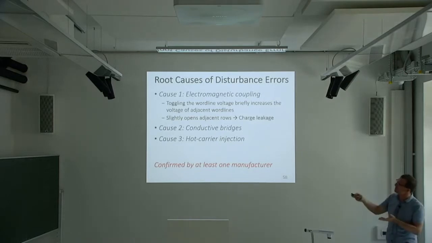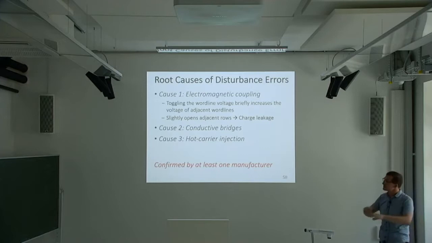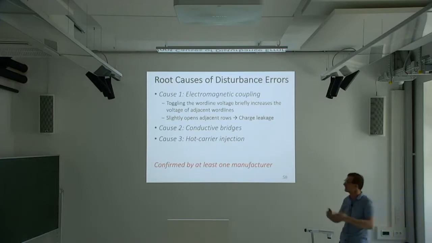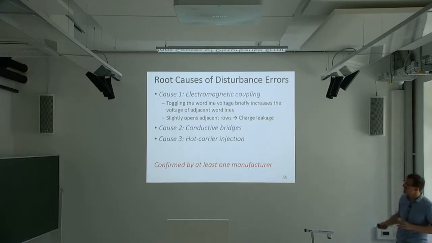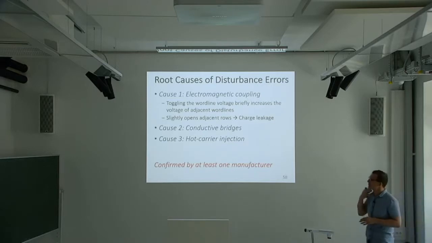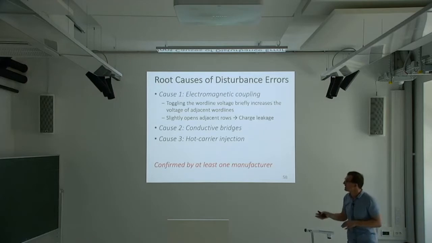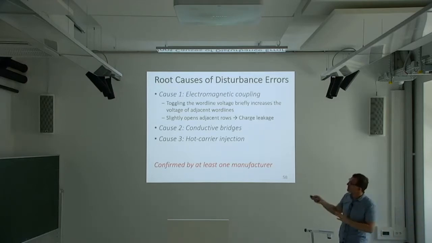And one cause is electromagnetic coupling, as we discussed. Another cause is conductive bridges. Sometimes conductive bridges get formed between two rows, for example, two cells, and that leads to very fast charge leakage. I'm not going to go through the details. And in some rare cases, some hot carriers get injected into some cells that lead to, again, permanent corruption in the cells, or semi-permanent corruption in the cells. Again, it's really a combination of these effects.